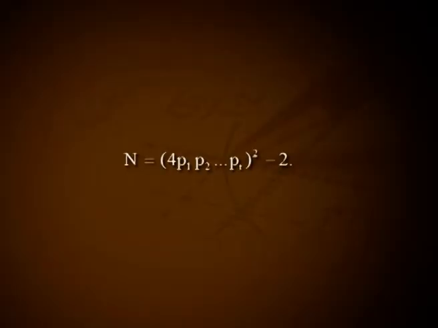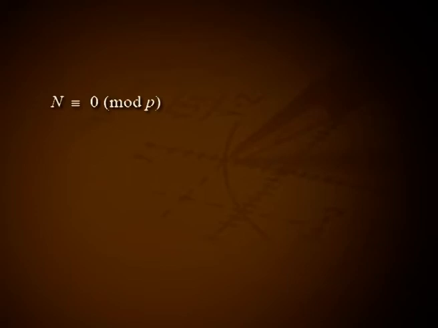Corollary 1. There are infinitely many primes of the form 8k-1. Proof. Suppose that there are only a finite number of primes of the form 8k-1, say p1, p2, ..., pt. Define n = (4p1p2...pt)² - 2. Clearly, n is an integer of the form 2(8m-1) and therefore has an odd prime divisor, say p. Hence, n is congruent to 0 mod p.